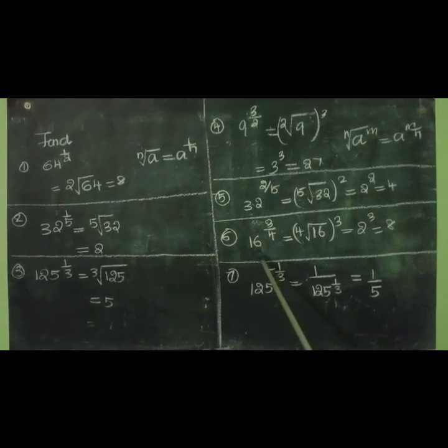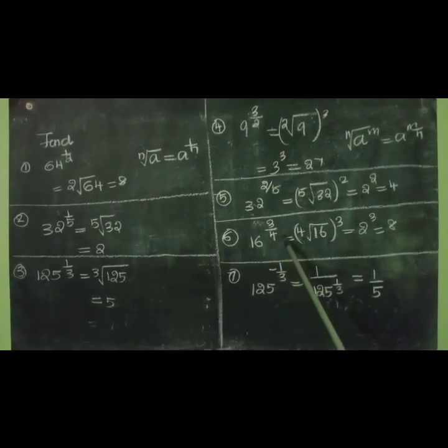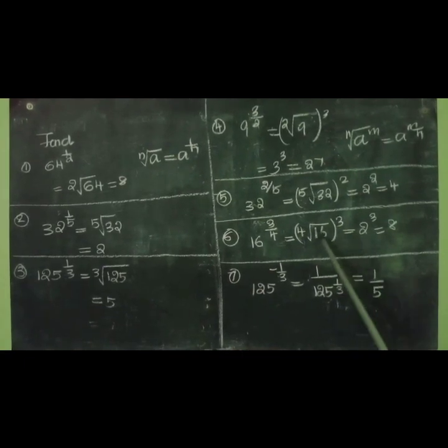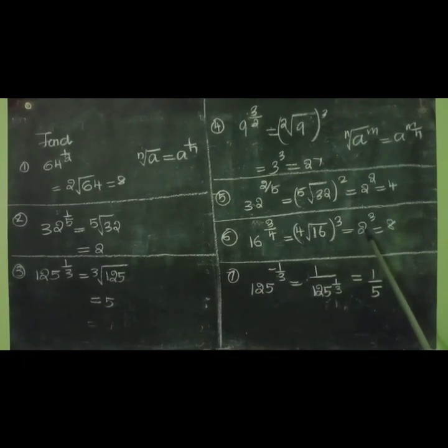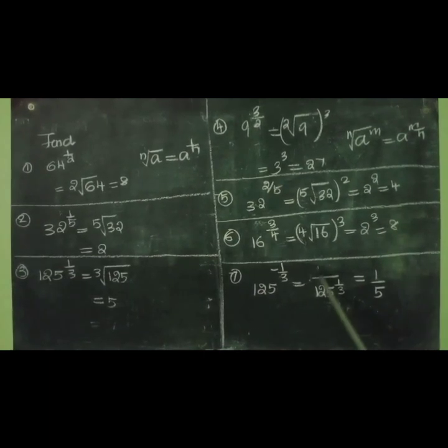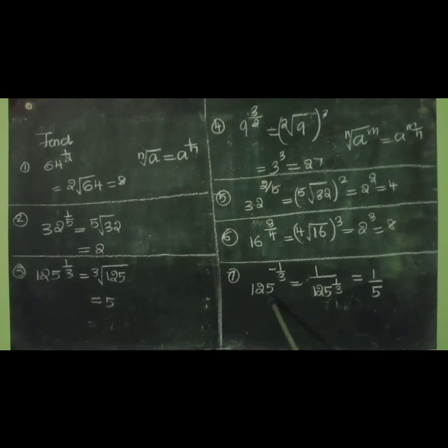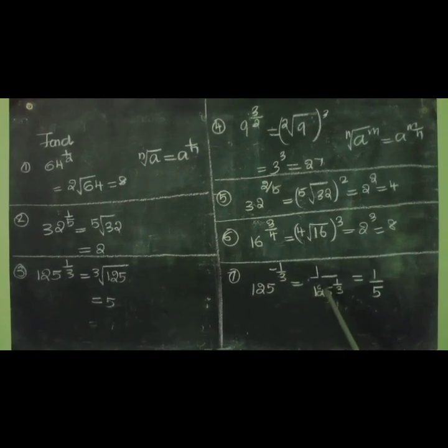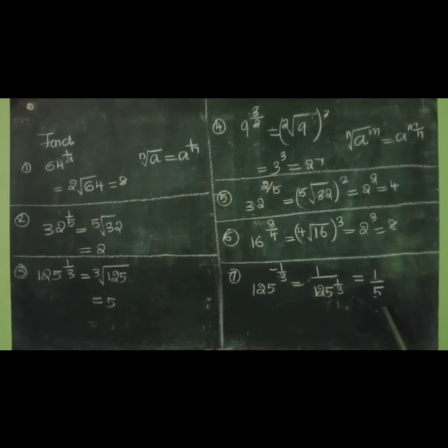Next question is 16 raised to 3 by 4. That is equal to fourth root of 16 whole raised to 3. Fourth root of 16 is 2. So 2 raised to 3, that is equal to 8. Next question is 125 whole raised to minus 1 by 3. Here negative power comes. So that is equal to 1 by 125 whole raised to 1 by 3. We know 125 whole raised to 1 by 3 is 5. So that is equal to 1 by 5.